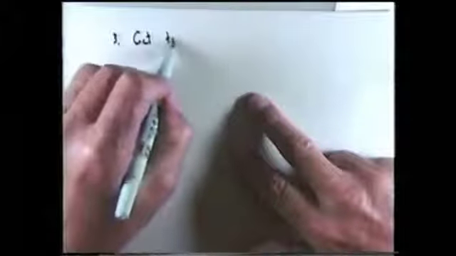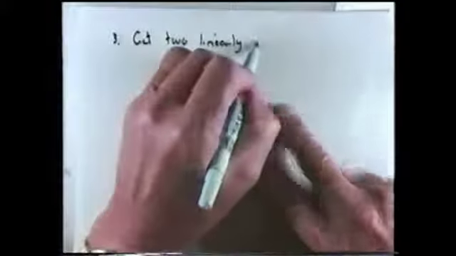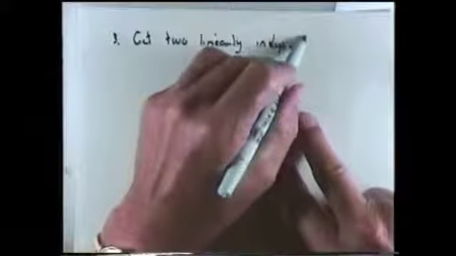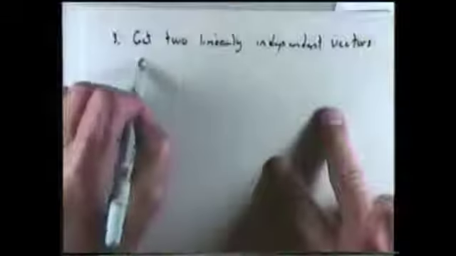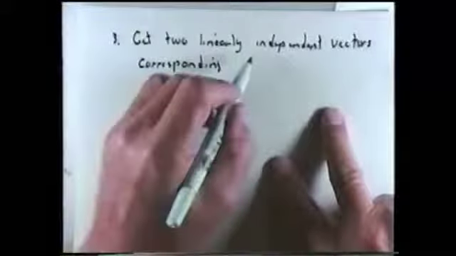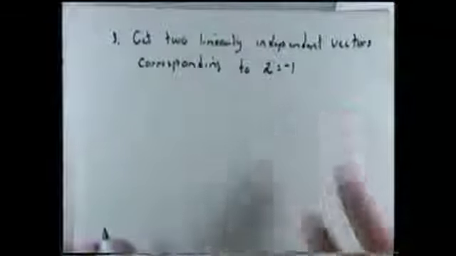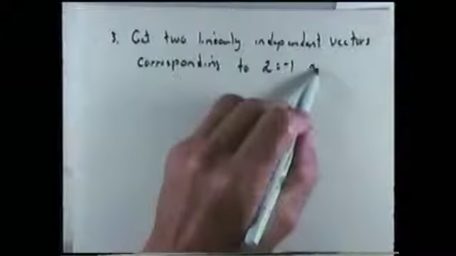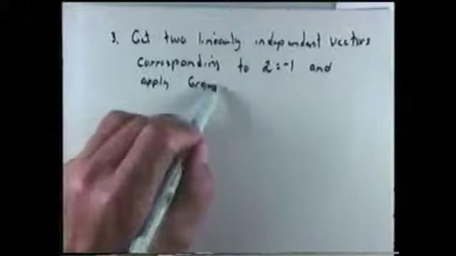Step 3, get 2 linearly independent vectors corresponding to lambda is equal to negative 1, and apply Schmidt.